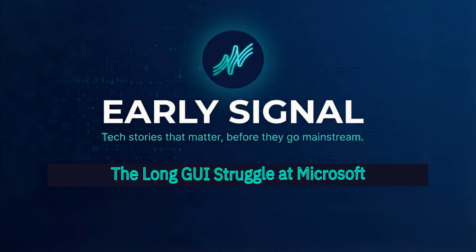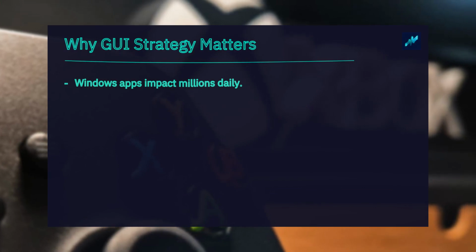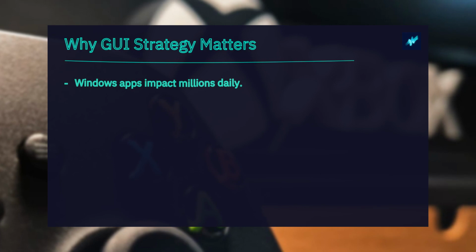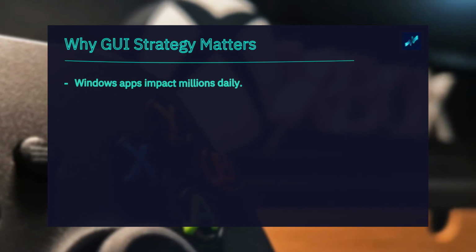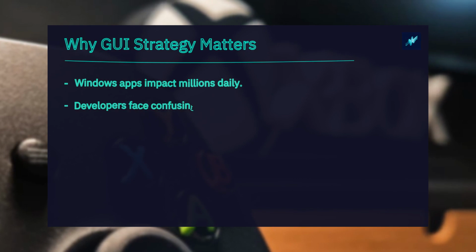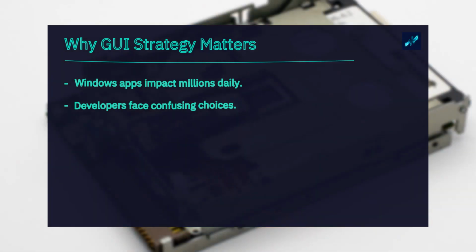Today, we're taking a calm, measured look at something that might seem niche, but actually touches millions of software developers, and ultimately shapes the technology many of us use every day: Microsoft's GUI strategy. Or more precisely, the lack of a coherent one for over 3 decades. If you've ever wondered why Windows apps feel inconsistent, or why developers debate endlessly over which framework to use for desktop apps, there's a deep history behind that confusion.